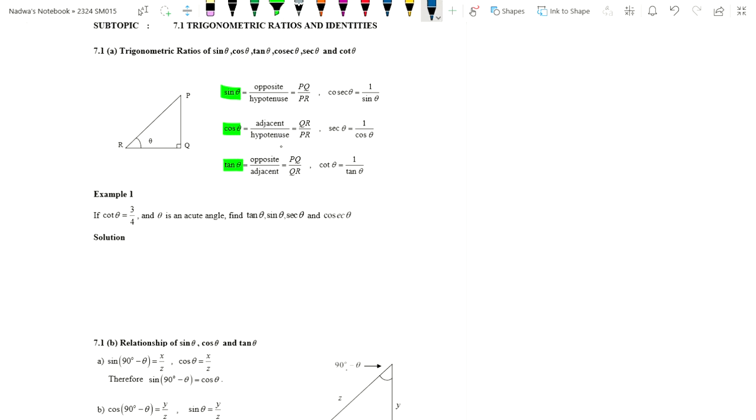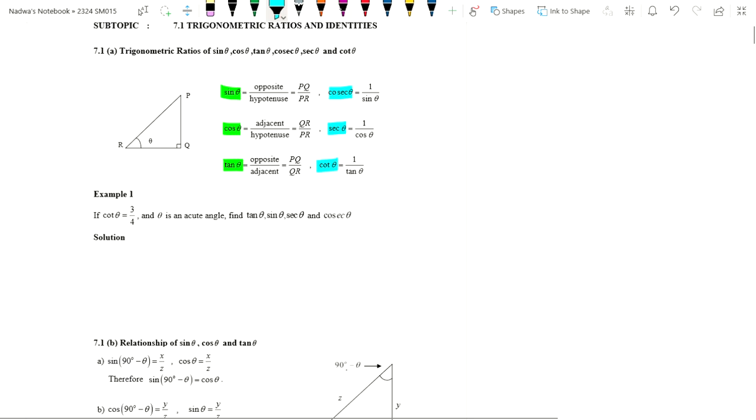Let's say here, if I have cot theta equals to 3 over 4, so you have to know that cot is derived from our tangent, which is cot theta is equals to 1 over tangent theta. Secant is 1 over cos. Cosecant is 1 over sine.